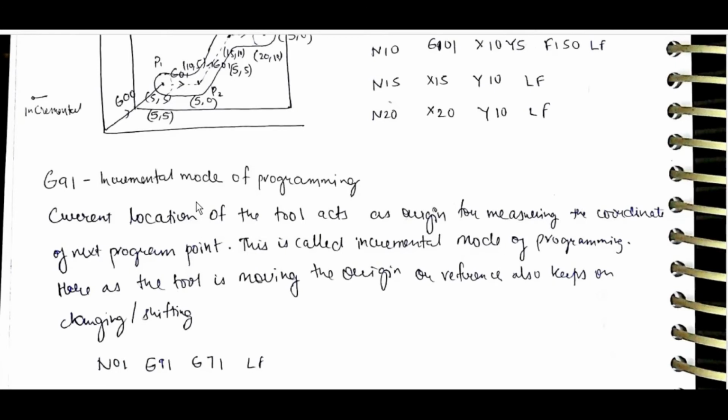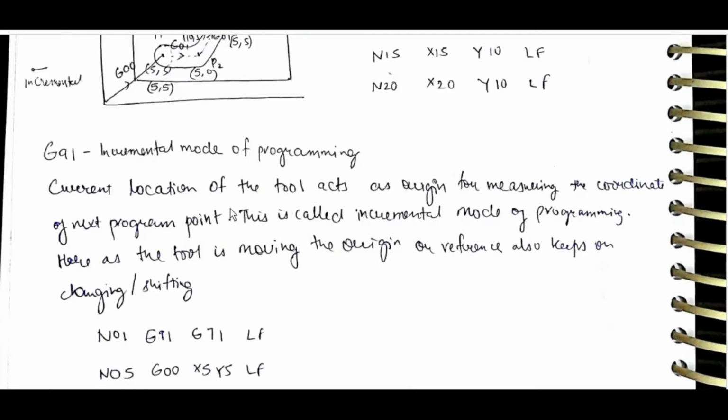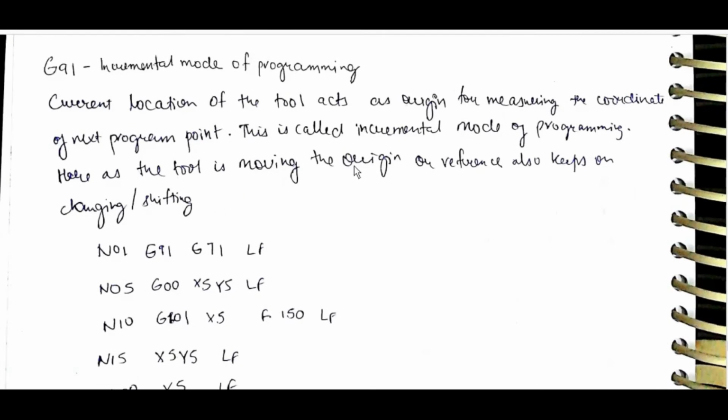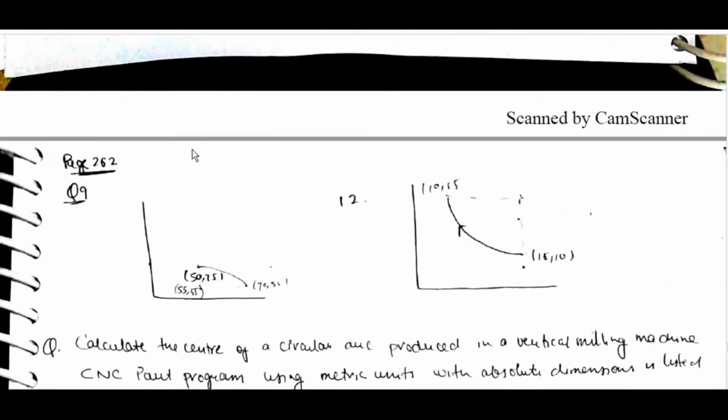G91 incremental mode of programming. The current location of the tool acts as the origin for measuring the coordinate of the next program point. This is called the incremental mode of programming. Here, as the tool is moving, the origin or reference also keeps changing or shifting. The last point is taken as the reference.